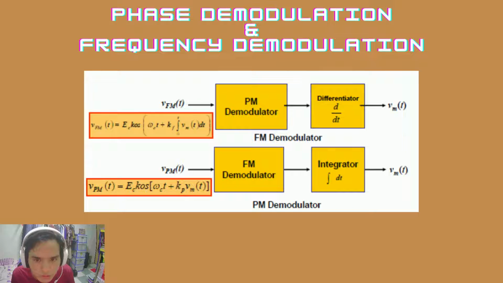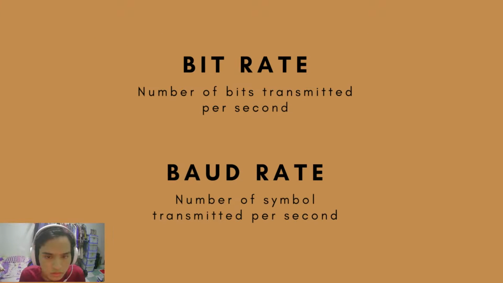For the phase demodulation and frequency demodulation, we can use the PM demodulator to demodulate VFM, and we can use the FM demodulator to demodulate VPMT. Now for bitrate and baud rate, the difference is that bitrate is the number of bits transmitted per second, while baud rate is the number of symbols transmitted per second.